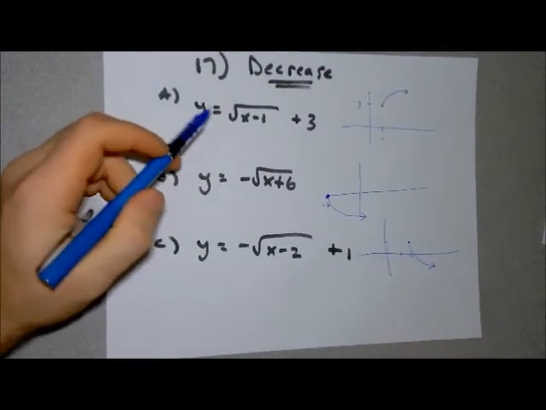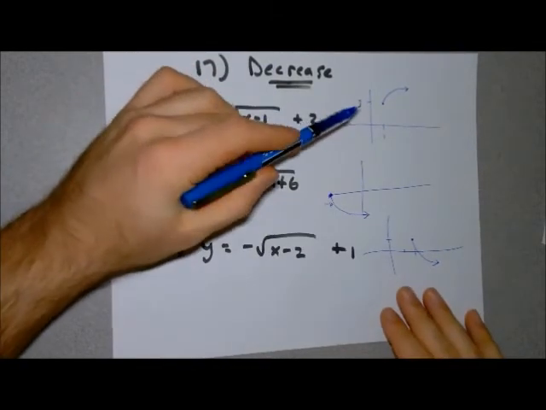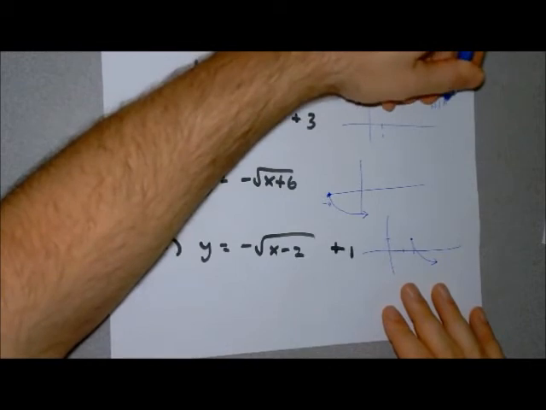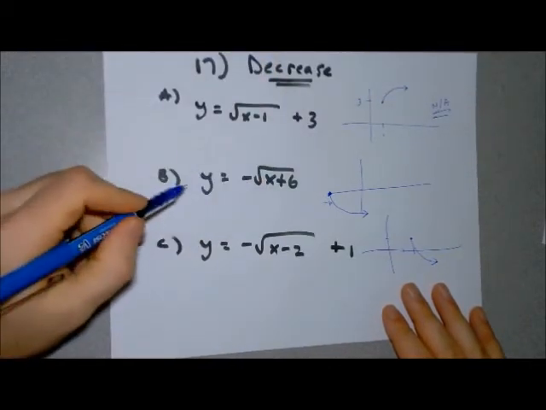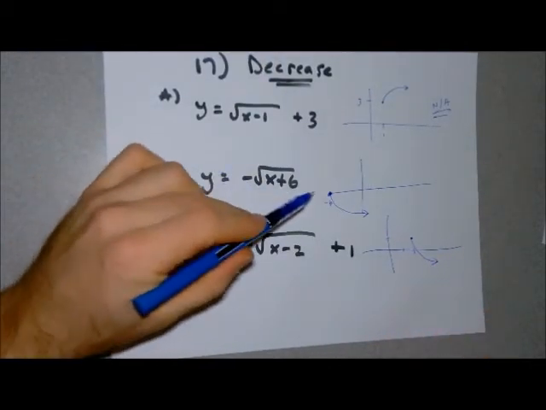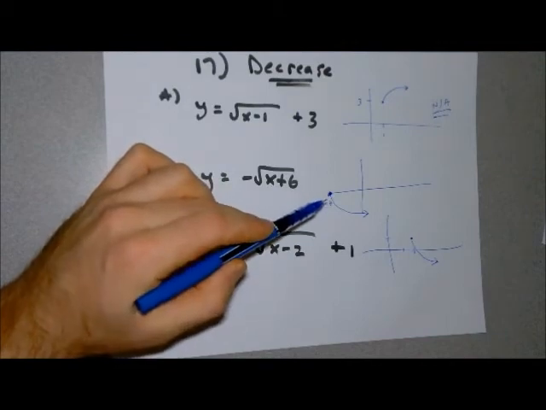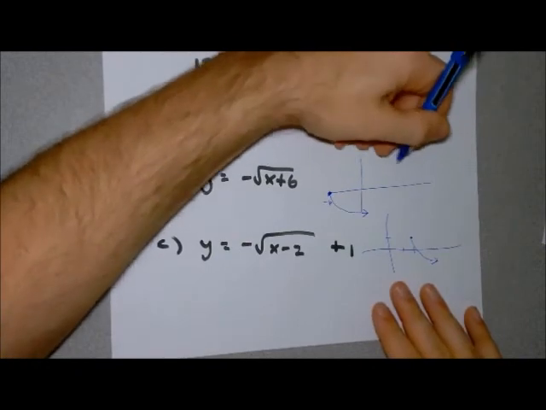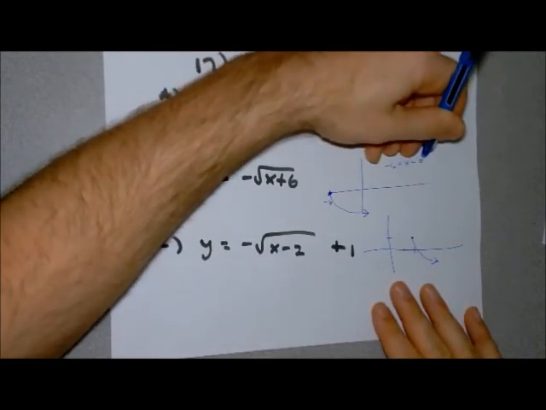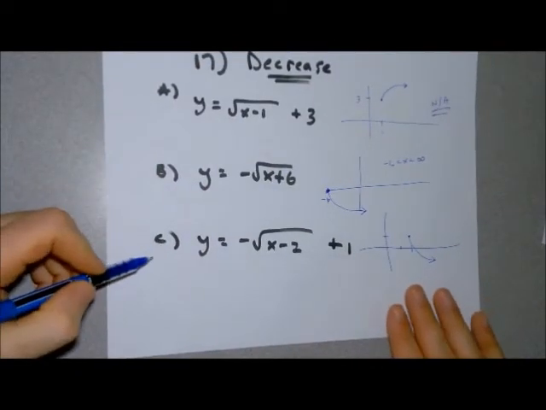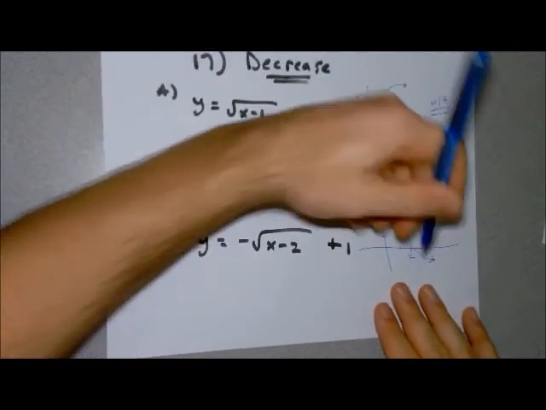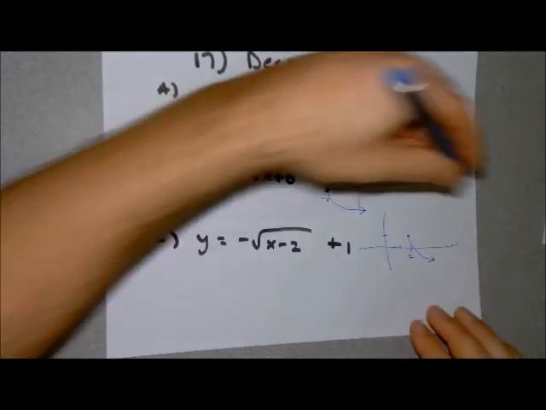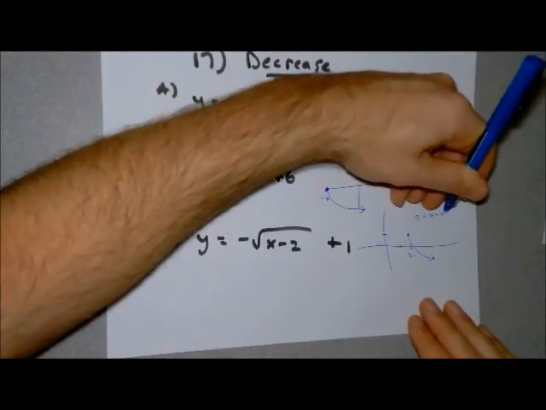For each one, we're looking for the interval of decrease. In the first one, this graph is increasing at all times, so there is no decrease, so your decrease is NA or none. For the second one, looking for the decrease, and the decrease starts when x is negative 6, and it would continue all the way to infinity. So to write your decrease, you would say from negative 6 to infinity. And the last one, the decrease always starts at the x value. So in this case, it starts at 2 and continues on. So the decrease is from 2 until infinity.